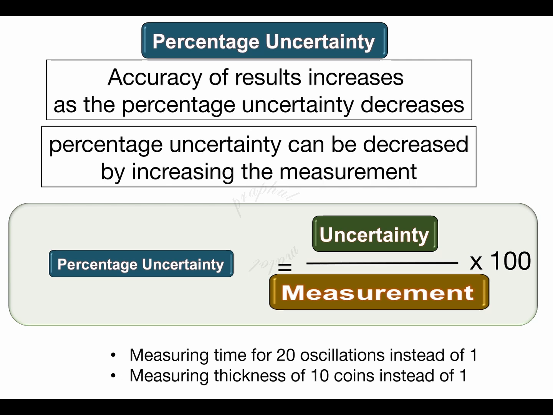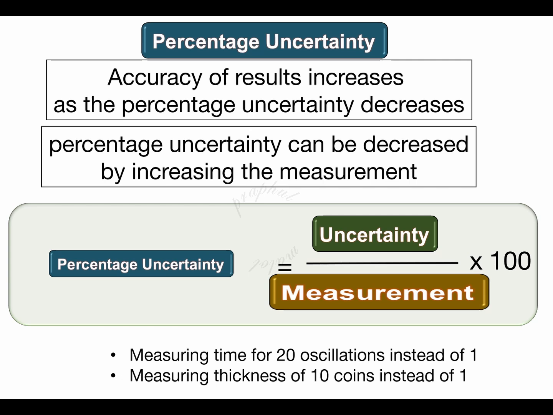For example, in order to find the thickness of a coin, we take like 10 coins. Or to find the thickness of one paper, we take 100 papers. That's how you make the measurement big, and as a result, the percentage uncertainty becomes very small. So in any question, if they ask how to make an experiment more accurate, always think about how to reduce the percentage uncertainty.